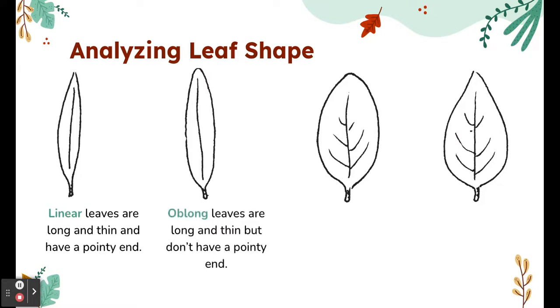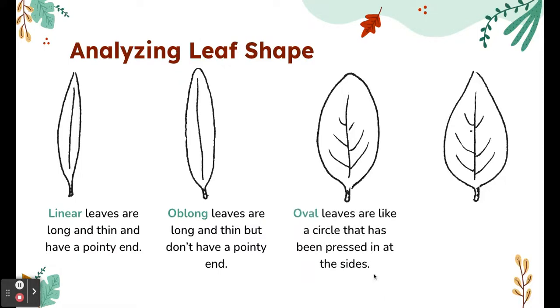Oblong leaves are long and thin as well. That's what the word oblong means, but they don't have a pointy end. So that's the difference between these two. A linear leaf has a pointy end, an oblong leaf does not have a pointy end.